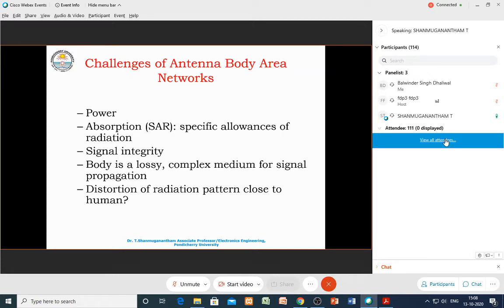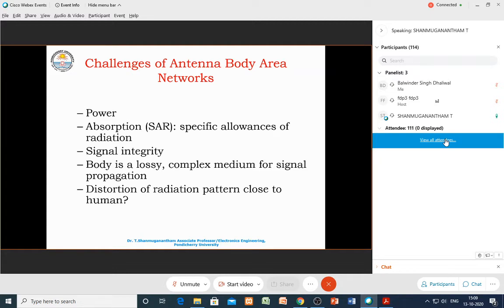Then absorption, the SAR allowable radiation performance, and then signal integrity. The body is a lossy complex medium for signal propagation, because if you consider our human body, bone, muscles, tissues as well as skin, definitely the signal loss will be more. So that should be improved. That is the main challenging task particularly for the wireless body area network.